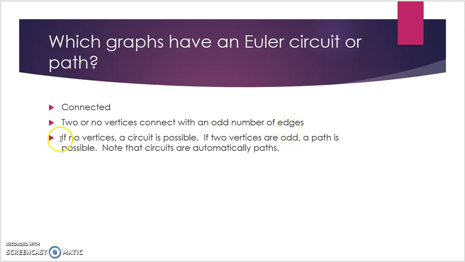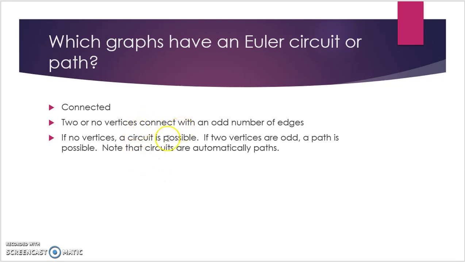Okay. And then I have this further thing. If there are no odd vertices, you can have a circuit just like I had in that picture. And if 2 of the vertices are odd, you can do a path. You would begin at one odd and you would end at the other odd.